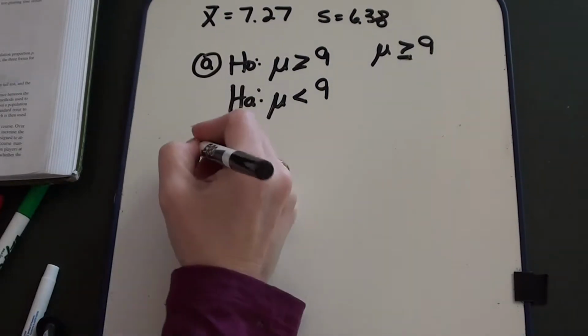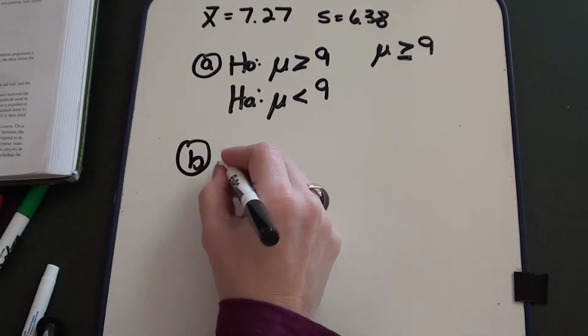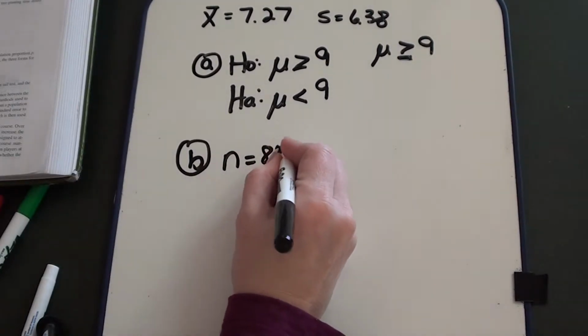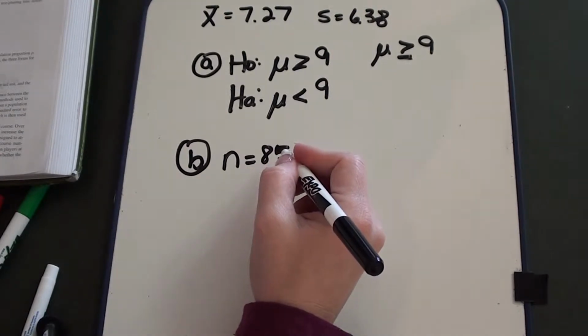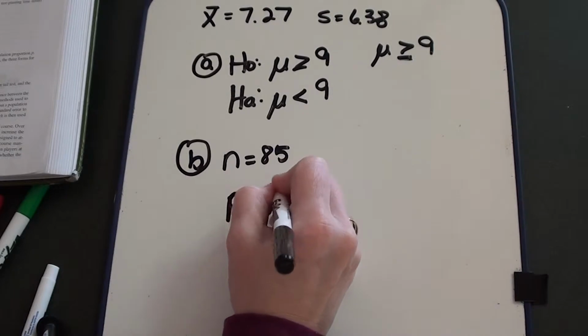Okay, we're back and ready for Part B. Part B says, assume 85 companies were included in the sample. So that tells us that we have a sample size of 85. And it says, what is the p-value for your hypothesis test?